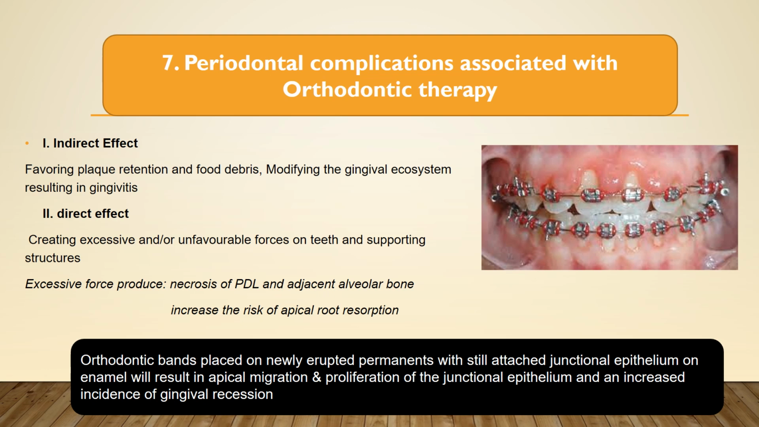And the direct effect can occur if there are excessive or unfavorable forces on teeth, so there can be a negative effect on the periodontium. For example, excessive force produces necrosis of the periodontal ligament and adjacent alveolar bone, which increases the risk of apical root resorption. Also, orthodontic bands placed on newly erupted permanent teeth, with the junctional epithelium still attached on enamel, will result in apical migration and proliferation of the junctional epithelium and an increased incidence of gingival recession.